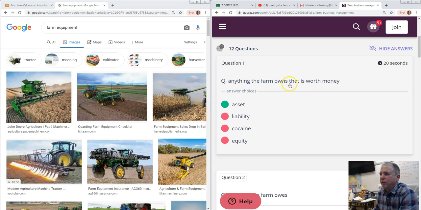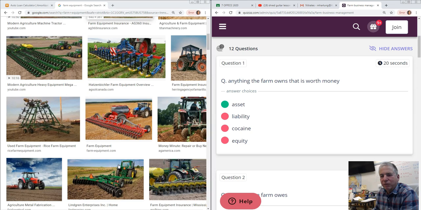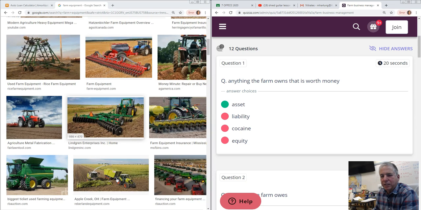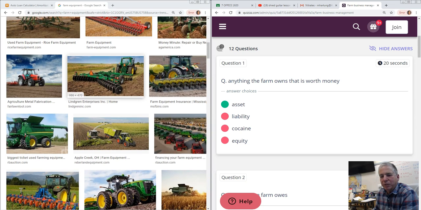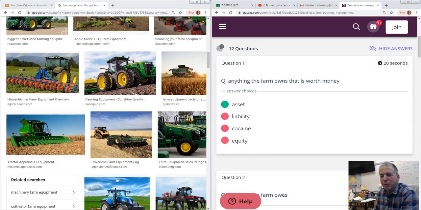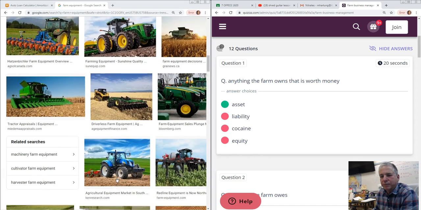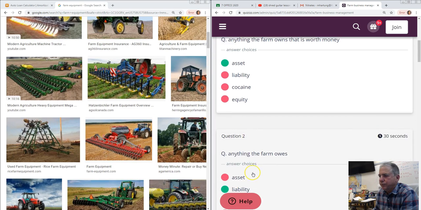Okay, anything that a farm owns that is worth money, that's known as an asset. And these are examples of farm assets. You got combines, looks like a planter, something here about corn, fertilizer, a type of piece of equipment. Any of this stuff is all known as assets. Anything that is used in a business to help the business make money. So that's an asset.